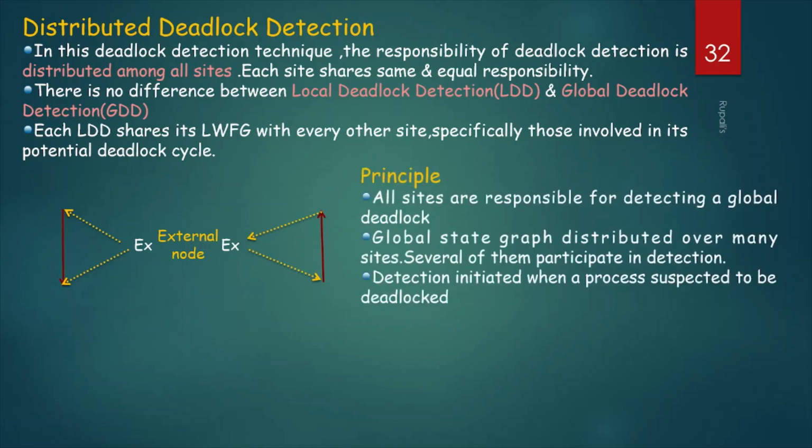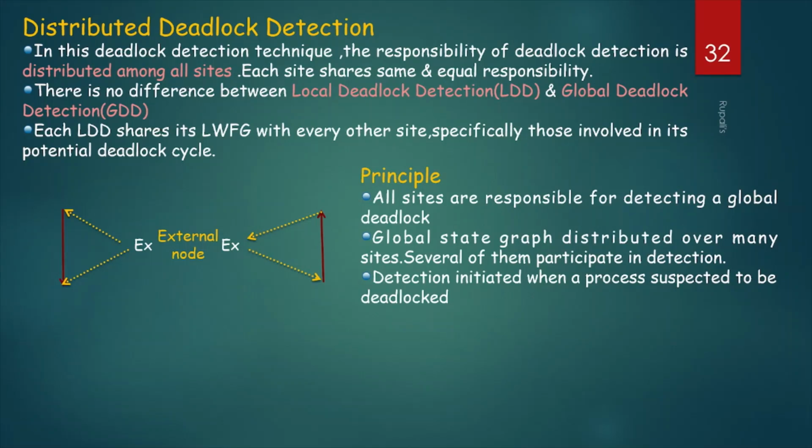So, what is the principle? All sites are responsible for detecting a global deadlock because all sites send their local wait-for graphs to the other sites. The global state graph is distributed over many sites. Then when the global state graph is formed, it is also distributed in many sites. Several of them participate in detection, meaning many sites are participating in the detection of the deadlock. Detection is initiated when a process is suspected to be deadlocked.